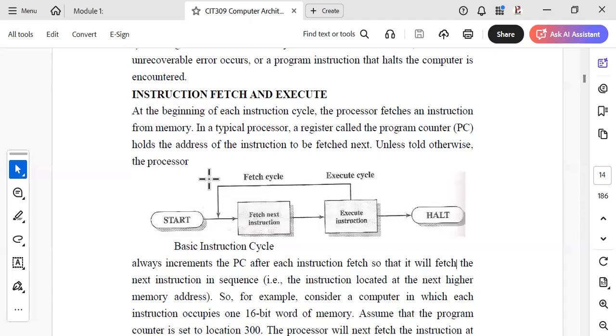The same thing the CPU does. The CPU will go to the memory. Don't forget the memory responsible for that is the RAM. It goes to the RAM, gets the instruction that is there. You understand? Then executes it.